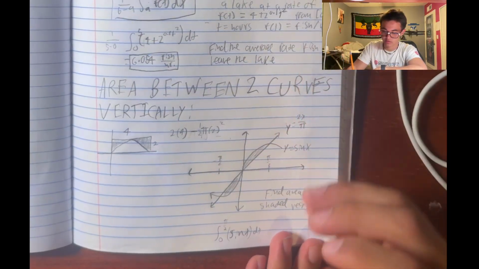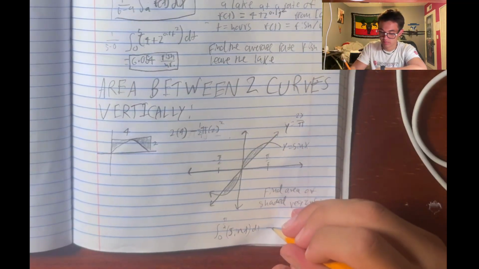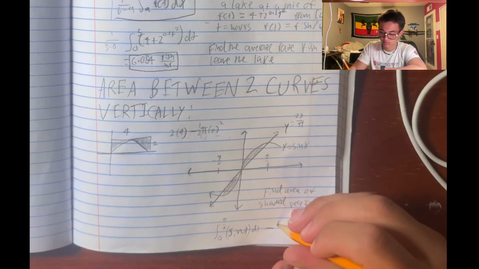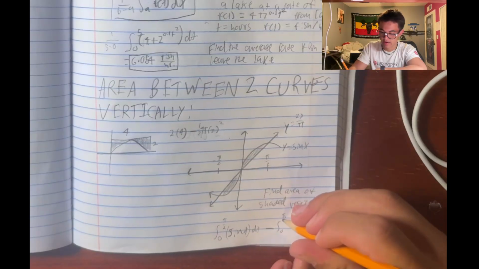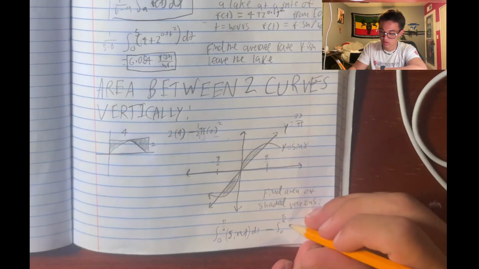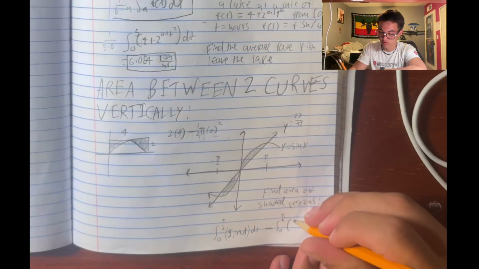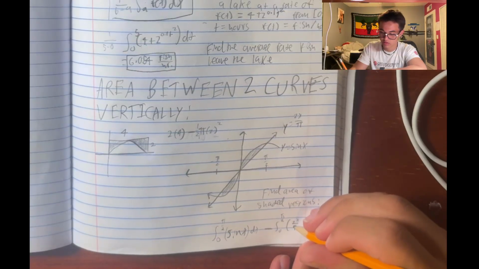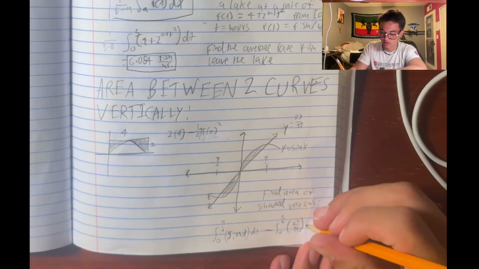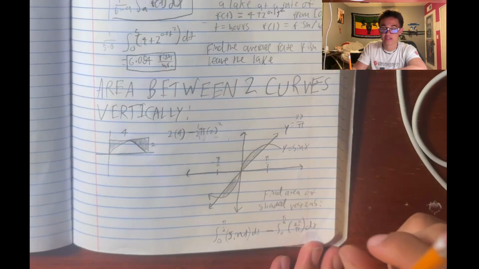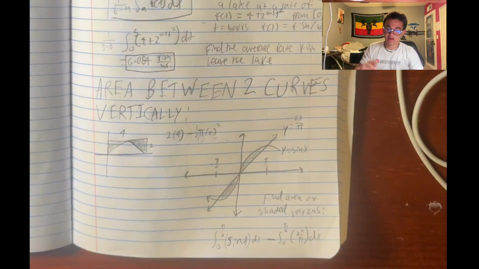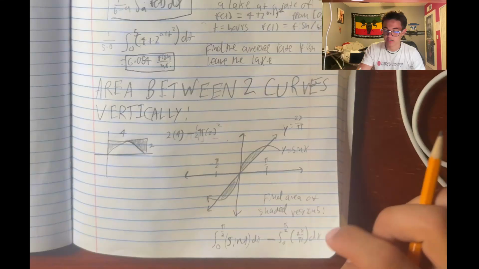I don't know why it says x equals that. So we can say minus the integral from 0 to pi over 2 of 2x over pi dx. Now, once you subtract that out, that should give you that little skinny region right there.